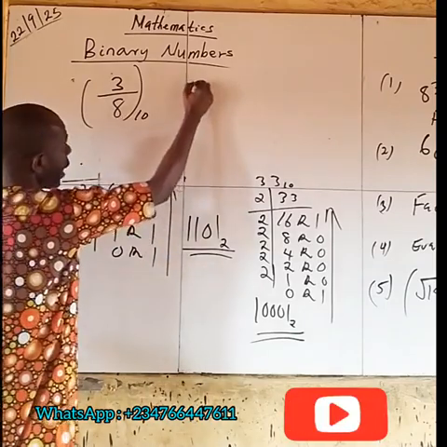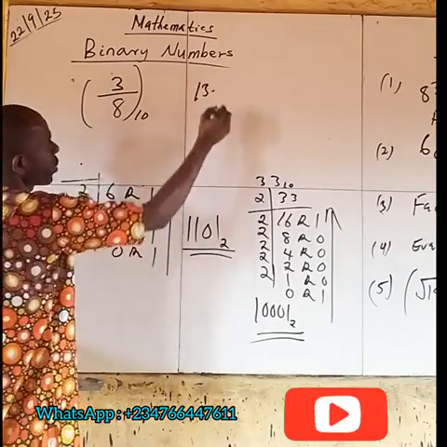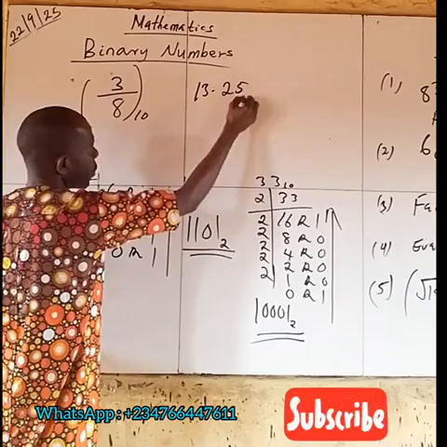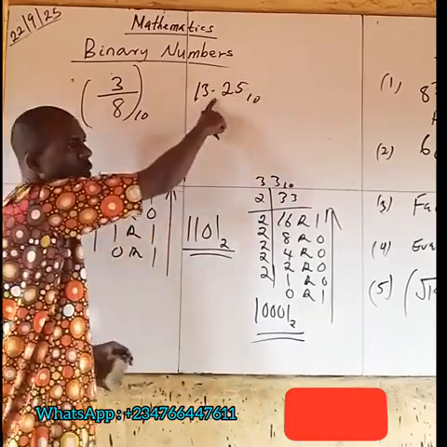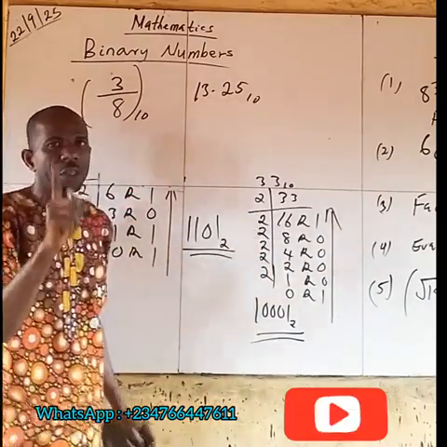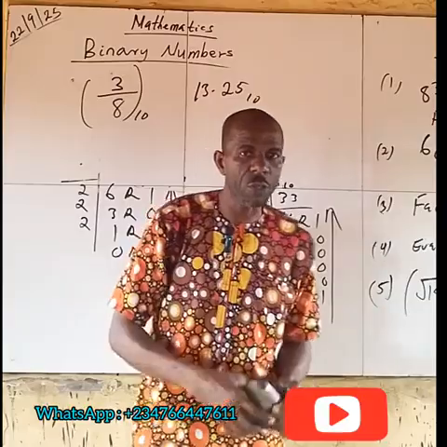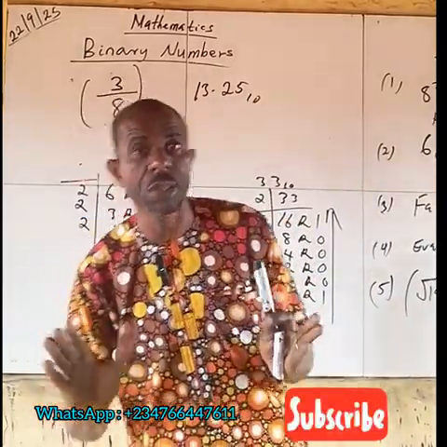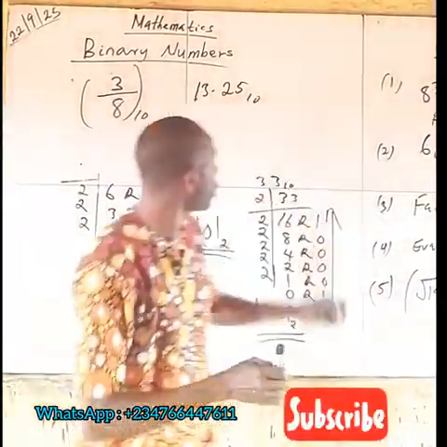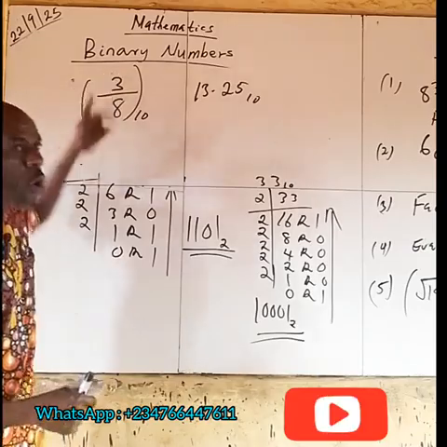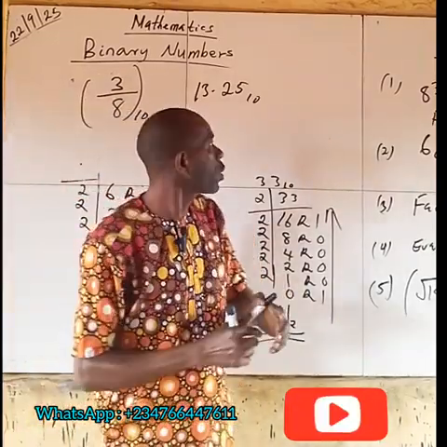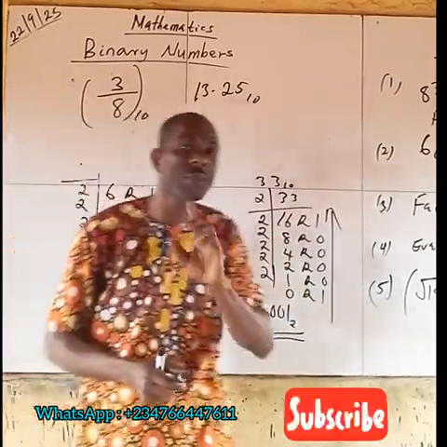Now, if I have 13.25, this is base 10, a decimal number. How do we convert this one to binary code? It's very easy. We have two ways to do this. The first method is to change this one to a fraction. Or the easier method is to carry out repeated multiplication.